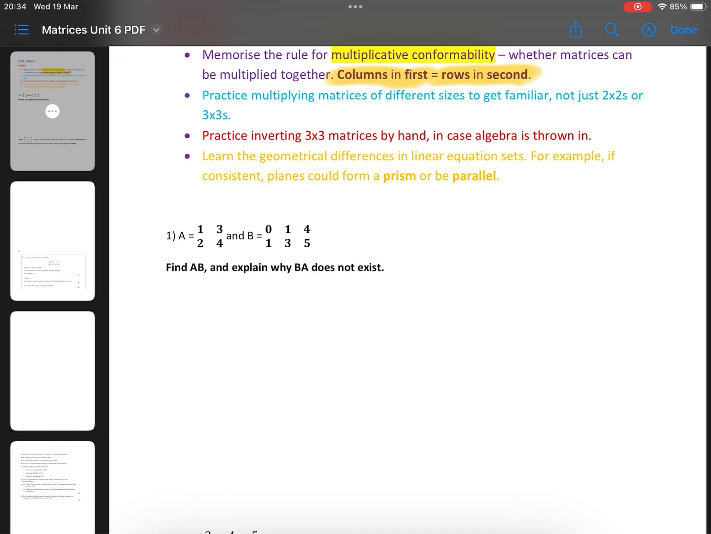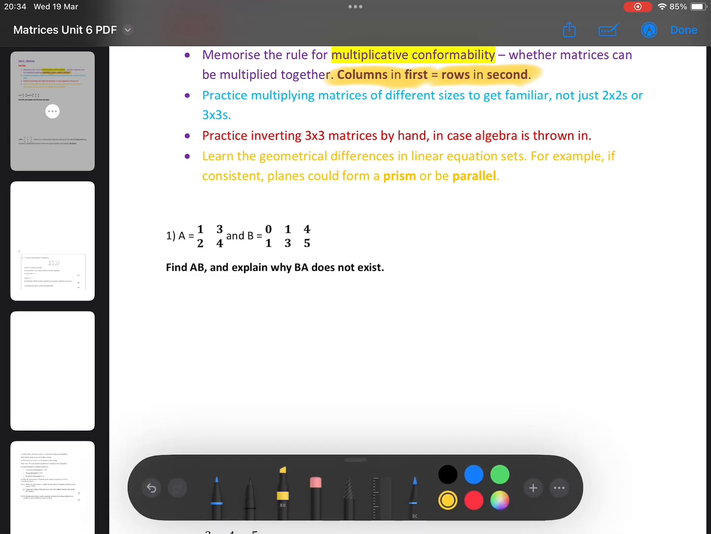And learn the geometrical differences in linear equation sets. For example, if a system of equations is consistent, the planes might form... that should say inconsistent. If they're inconsistent, then the planes could form a prism or be parallel.